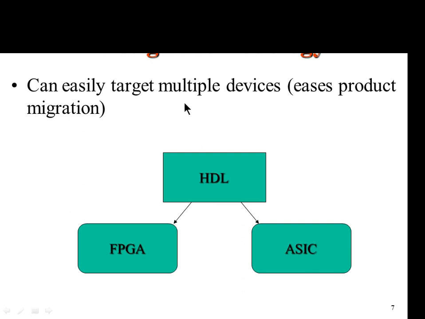Verilog can target multiple devices. So this is also very key. It helps with product migration or portability. So once we design something in Verilog, the same design can be used to implement an FPGA, and on an FPGA you can implement it on a Xilinx FPGA or an Intel FPGA. The same Verilog design can be used to implement an ASIC later on, or sometimes it is done in parallel also. You don't have to write two different versions of Verilog code.